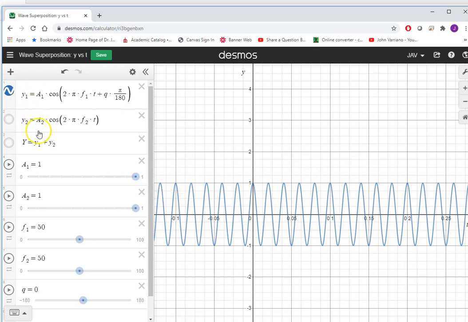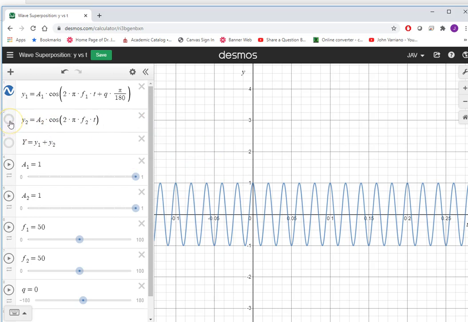Now, y2, I'm going to write as A2, its own amplitude, times the cosine of 2 pi f2, that's omega 2, times t. And I haven't written a phase angle there. So I can make these two waves in phase or out of phase by whatever angle I want by manipulating q. Now I am going to choose f2. I'm going to make f2 equal to f1 because that's the case I want to look at. And for right now, I'm going to make the two amplitudes equal. You can see A1 is 1, A2 is 1. So they're equal.